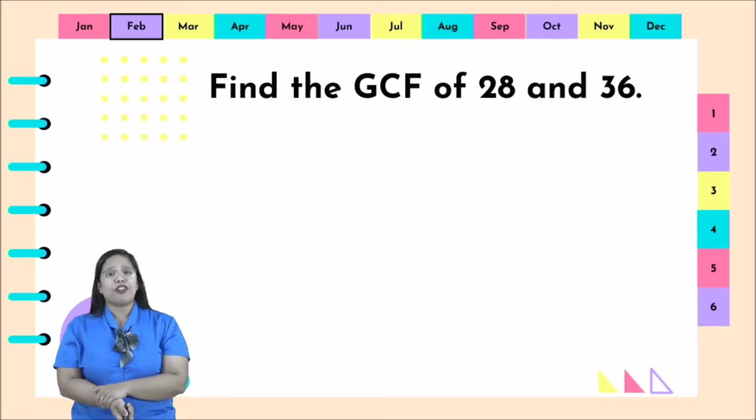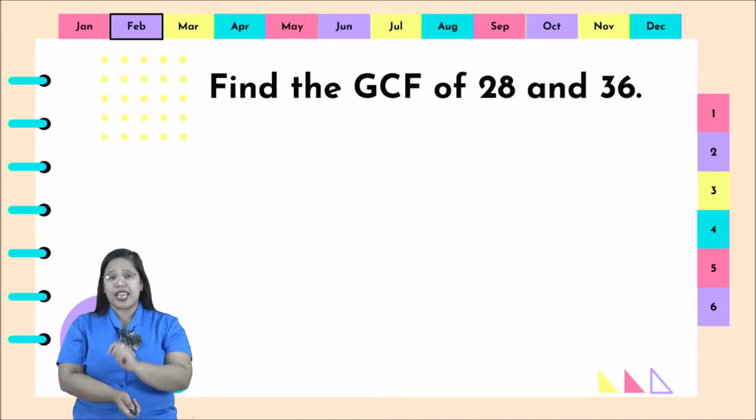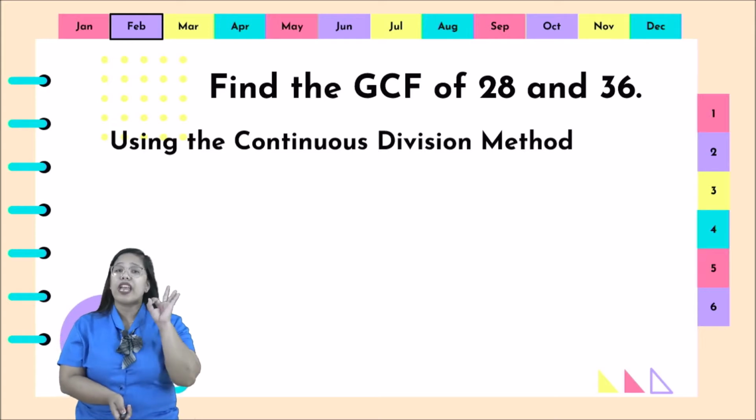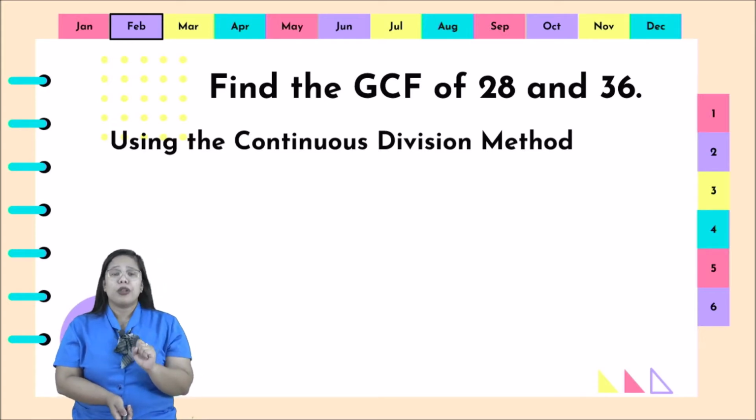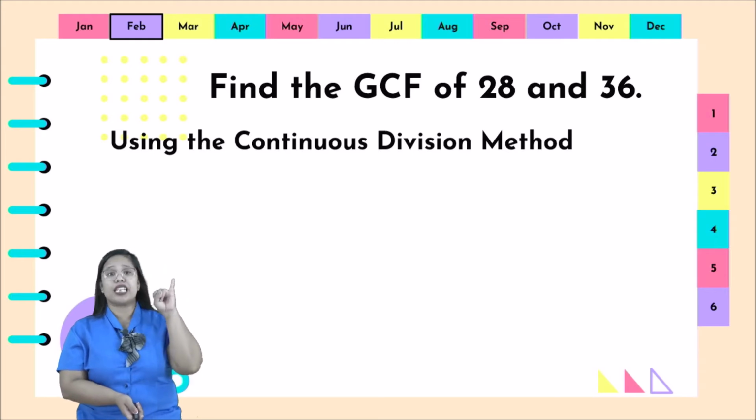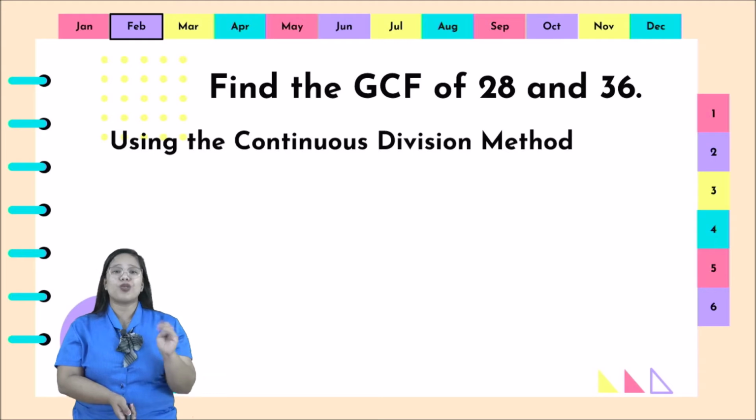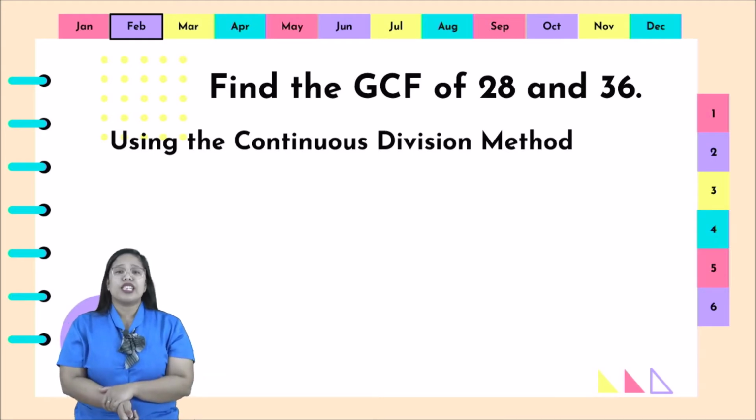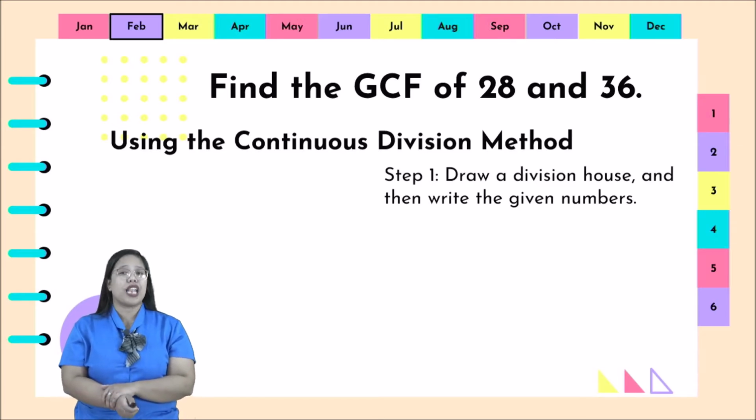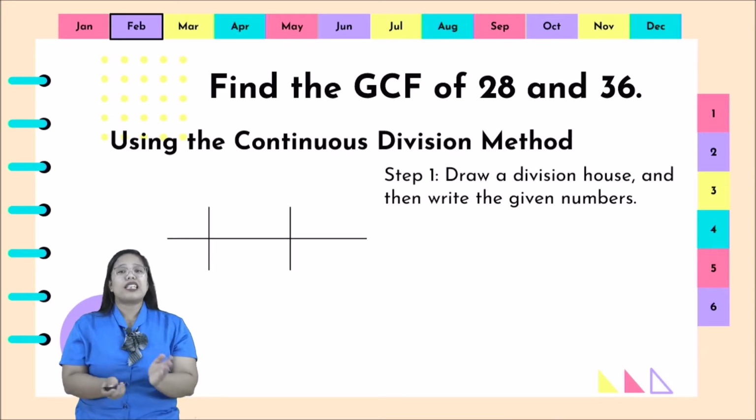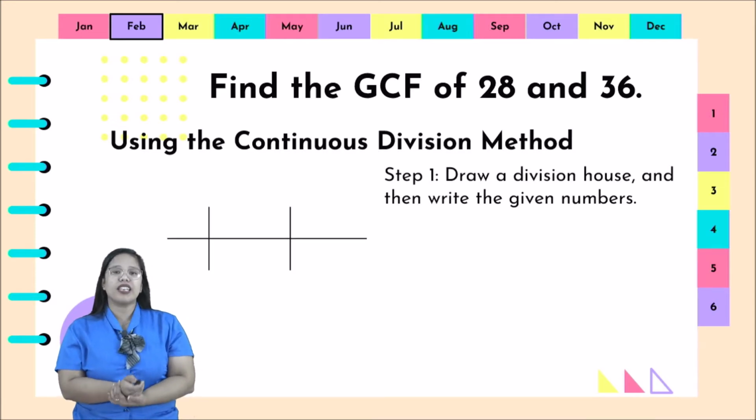Find the GCF of 28 and 36 by using the continuous division method. Again, we have 3 types of methods in finding the GCF. The first one is the listing method. Next one is the prime factorization method. And the last one is the continuous division method. So step 1, draw a division house and then write the given numbers. So this is our division house, and then we will write 28 and 36.